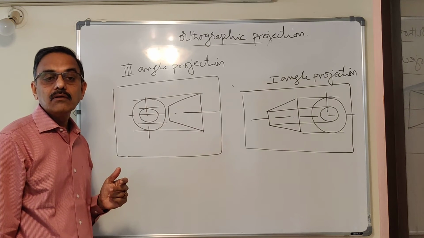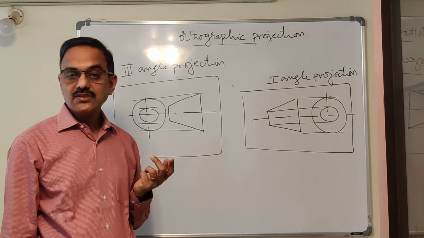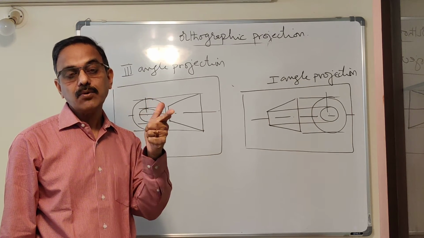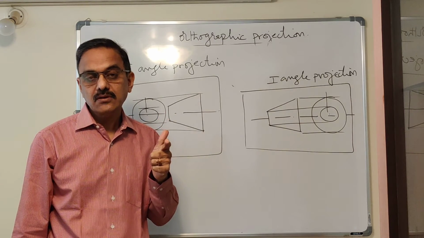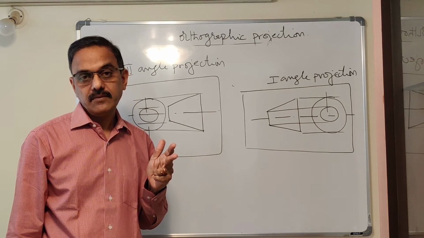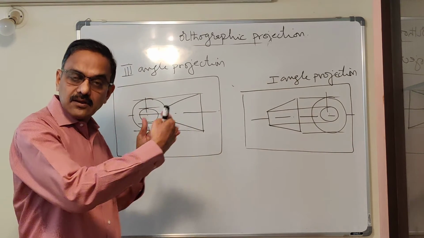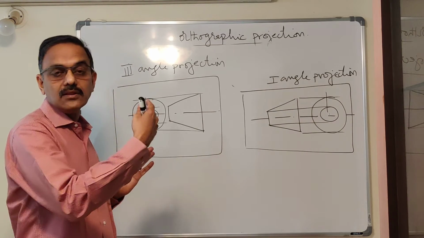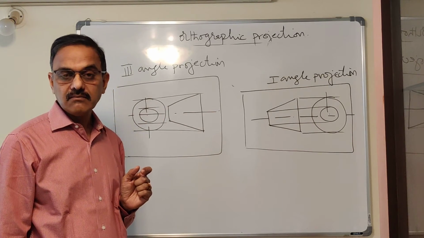Then I have explained what is first angle projection. In first angle projection, we have discussed 3 points. The first point was position of orthographic planes. Second point was relative positions of object, observer, and plane of projection. And the third point was position of orthographic views. Those 3 points were discussed. And what you have seen is the top view comes below the front view in first angle projection. Similarly, the right side view will come on the left side of the front view. That's what you have seen.